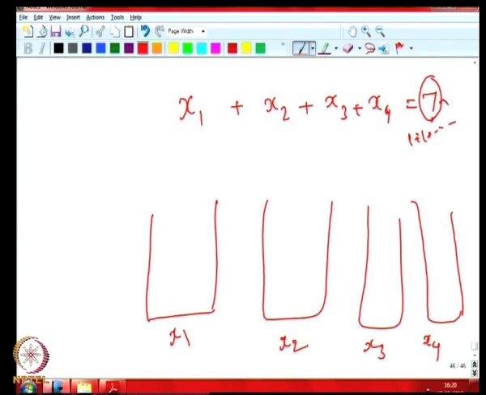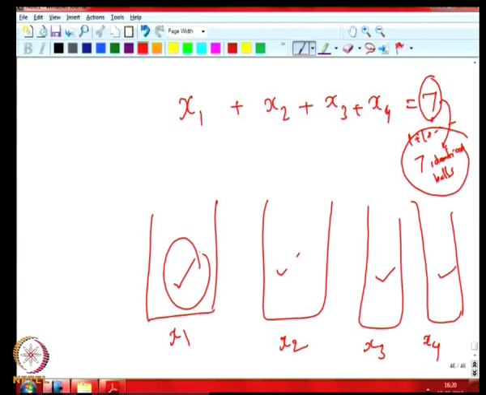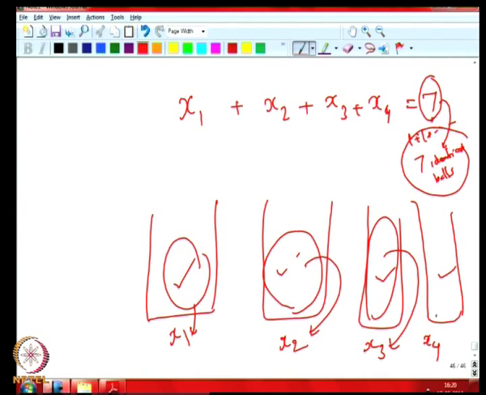Or in other words, we can think that there are 7 identical balls here to get a correspondence with the earlier problem. Now the question is, the 7 identical balls, some of them should go to this box, some of them should go to this box, and it should distribute those 7 identical balls. The number of balls which went into this box will become the value of x1. The number of balls which went into this box will become the value of x2. The number of balls which went into this box will become the value of x3, and the number of balls which went into this box will become the value of x4, right.